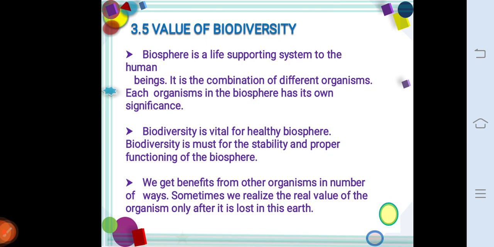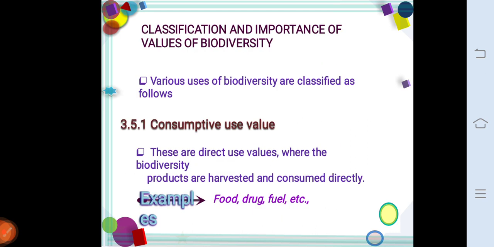The third one is fuel. Firewood is directly consumed by villagers and tribals. The fossil fuels like coal, petroleum, and natural gas are also products of fossil biodiversity. And then productive use values. Biodiversity products have obtained a commercial value. These products are marketed and sold. These products may be derived from animals and plants.